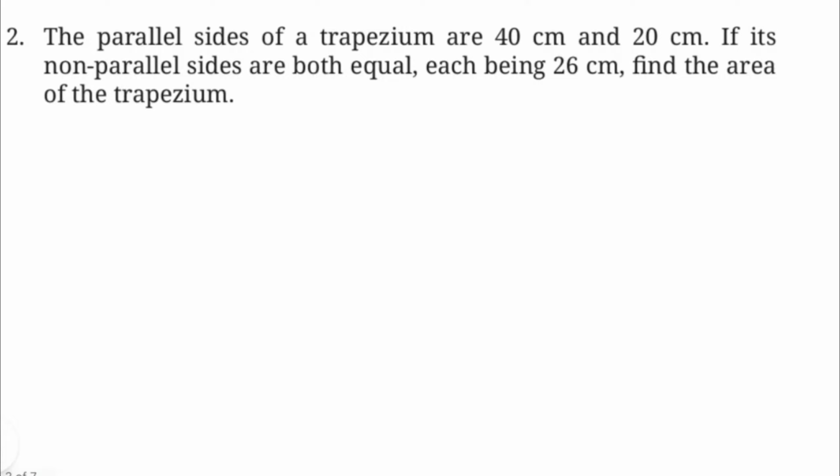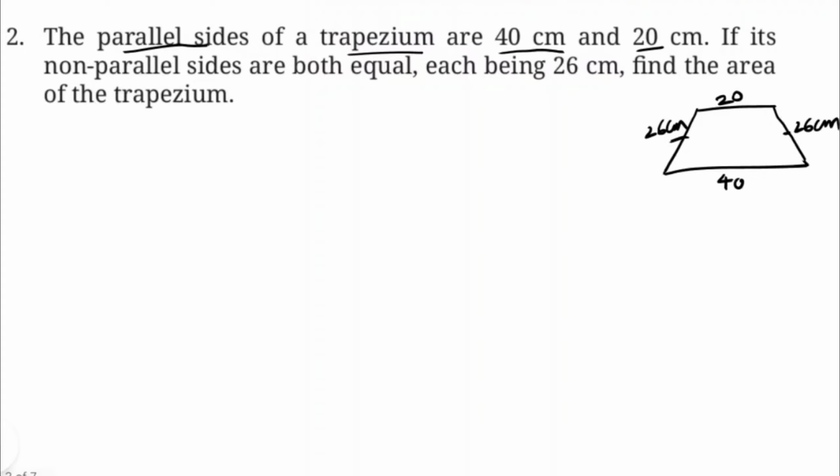Second problem: the parallel sides of a trapezium are 40 centimeter and 20 centimeter. Let us draw a rough diagram of the trapezium. So what they said, one is 40 centimeter and the other one is 20 centimeter. If its non-parallel sides are both equal, these two sides are equal, each is equal to 26 centimeter. Find the area of the trapezium. We need to find out the area of this trapezium.